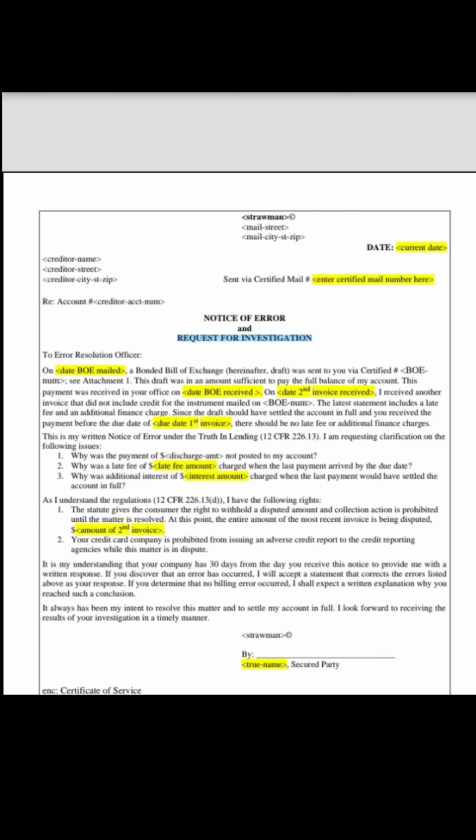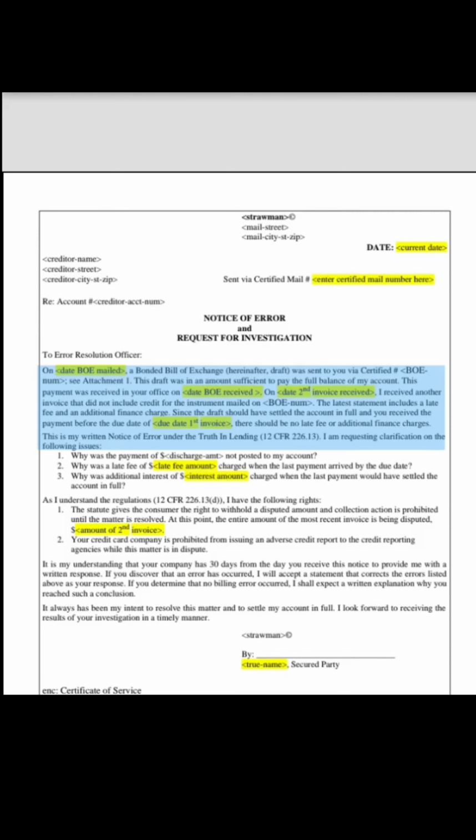On <date bo mailed>, a bonded bill of exchange, hereinafter draft, was sent to you via certified hash <bo num>, see attachment 1. This draft was in an amount sufficient to pay the full balance of my account. This payment was received in your office on <date bo received>. On <date second invoice received>, I received another invoice that did not include credit for the instrument mailed on <bo num>.